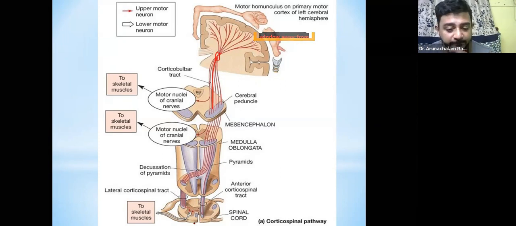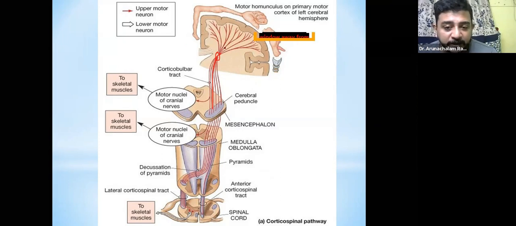The remaining 10 to 15% remains on the same side. The one that crosses to the opposite side is called the lateral corticospinal tract. The one that remains on the same side is called the anterior corticospinal tract.